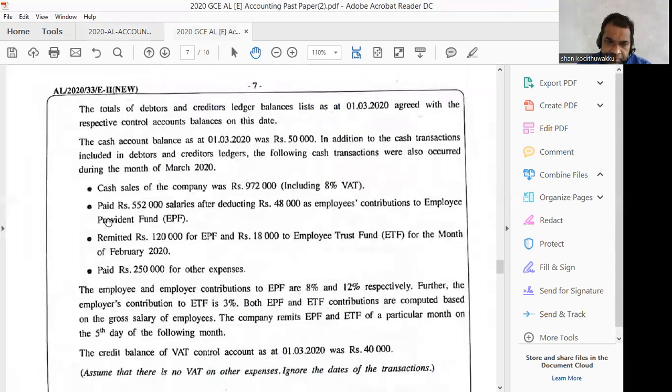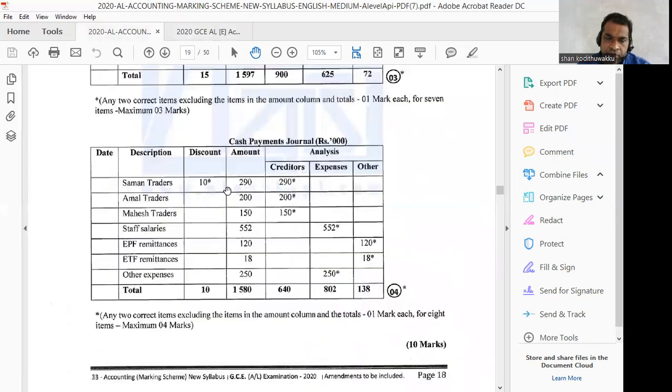Right. Next, paid 552,000 salaries after deducting 48,000 as employees' contribution to employee provident fund, EPF. That means they are deducting 48,000 as employees' contribution to employee provident fund. They have paid net salary to the employees 552. Then we have recorded first in the cash payments journal.